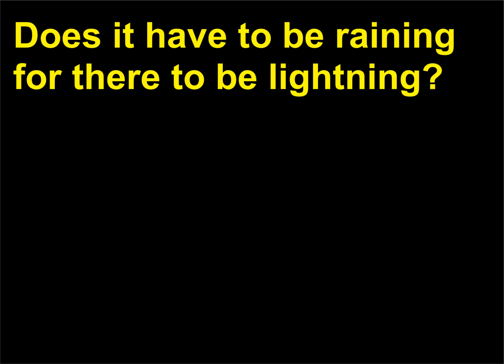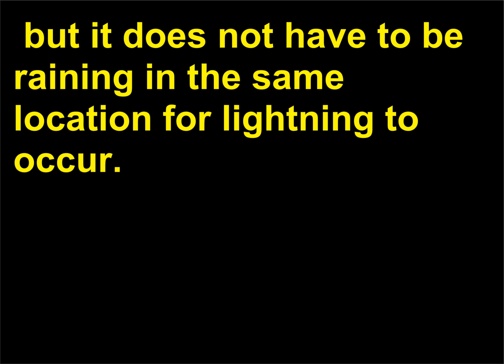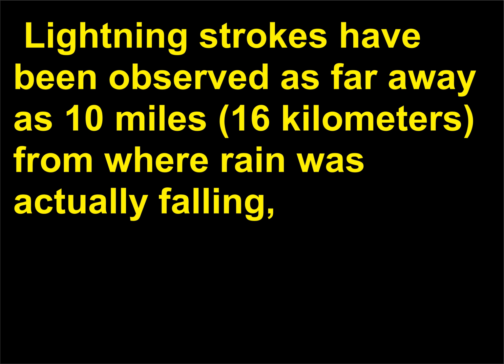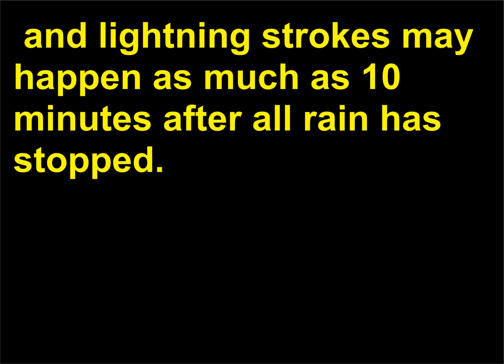Does it have to be raining for there to be lightning? There needs to be a storm for there to be lightning. But it does not have to be raining in the same location for lightning to occur. Lightning strokes have been observed as far away as 10 miles, 16 kilometers, from where rain was actually falling. And lightning strokes may happen as much as 10 minutes after all rain has stopped.